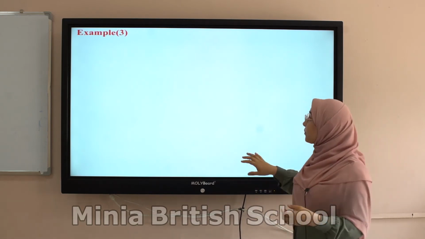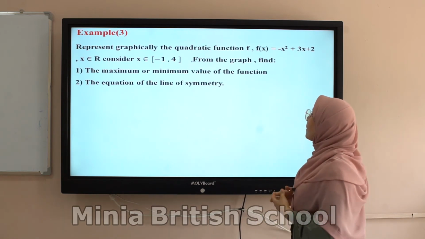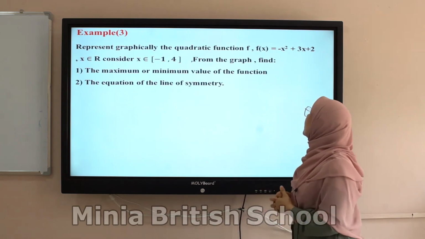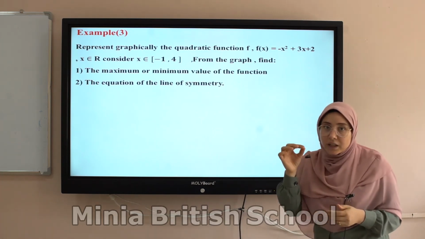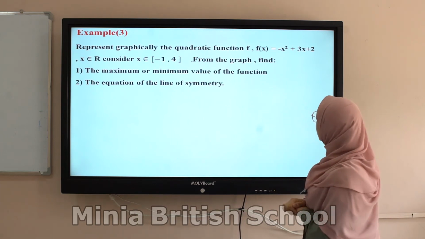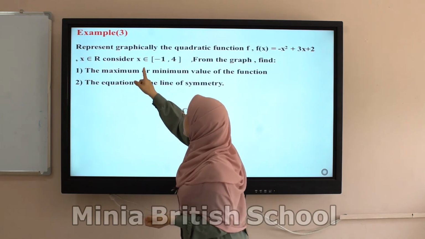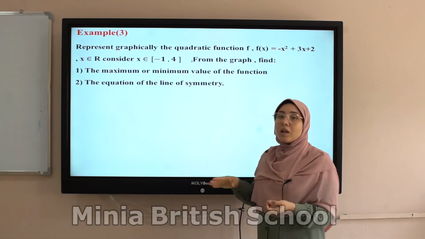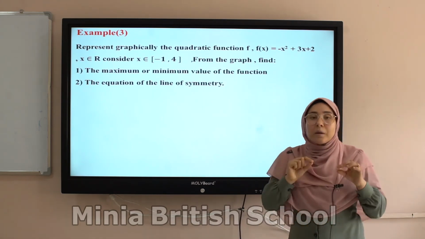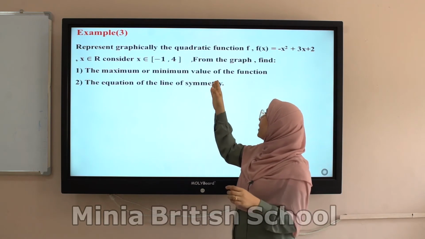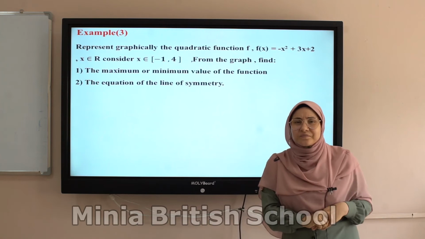Now, another idea, okay? Example number 3. Represent graphically the quadratic function f, where f(x) equals -x power 2 plus 3x plus 2, x belongs to R. Consider x belongs to the closed interval [-1, 4]. From the graph, find the maximum or minimum value of the function and the equation of the line of symmetry, okay?